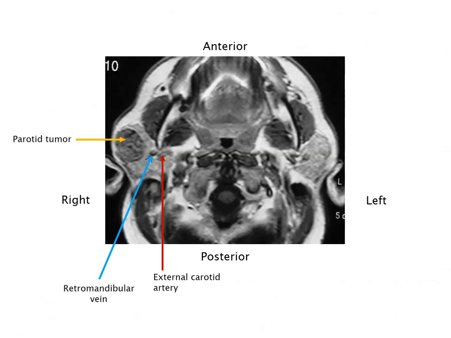Here's an MRI of the area. If you look closely, you can recognize what looks to be the retromandibular vein, as shown here, and just deep to that is the external carotid artery.